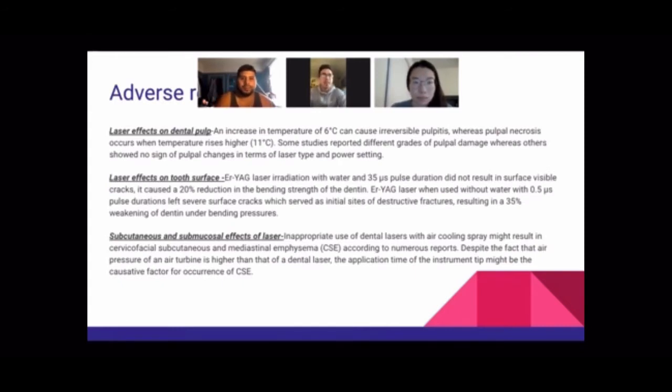Some of them could be effects on dental pulp. The increase in temperature with the lasers can cause irreversible pulpitis and pulpal necrosis. There are also effects on the tooth surface. When you use a laser with water, there will be no visible cracks on the tooth, but there will be a 20% reduction in the bending strength of the dentin. But when you use a laser without water, that's when the severe cracks come into play and there's more damage done to the dentin. There are also some subcutaneous and submucosal effects of the lasers. Inappropriate use of the lasers with air cooling spray might result in claviculofacial, subcutaneous, and mediastinal emphysema.